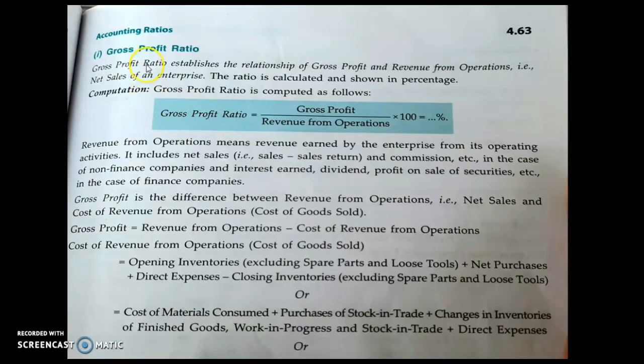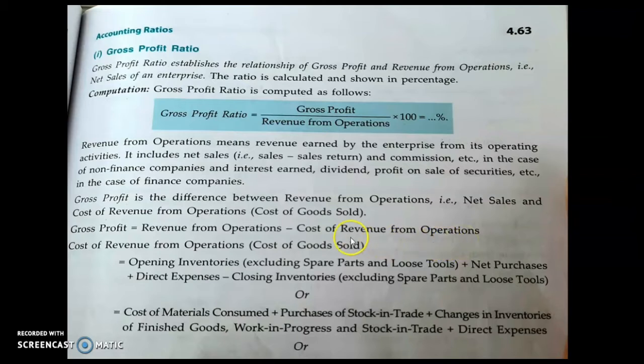Today we will discuss the first type of profitability ratio, that is gross profit ratio. The formula to calculate gross profit ratio is gross profit divided by revenue from operation into 100. The answer of gross profit ratio is expressed in the form of percentage. To calculate gross profit, the formula used is revenue from operation minus cost of revenue from operation.